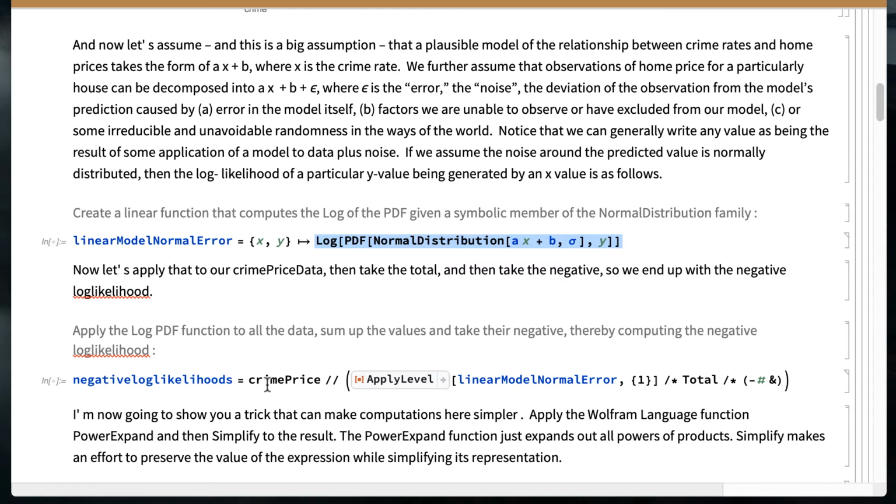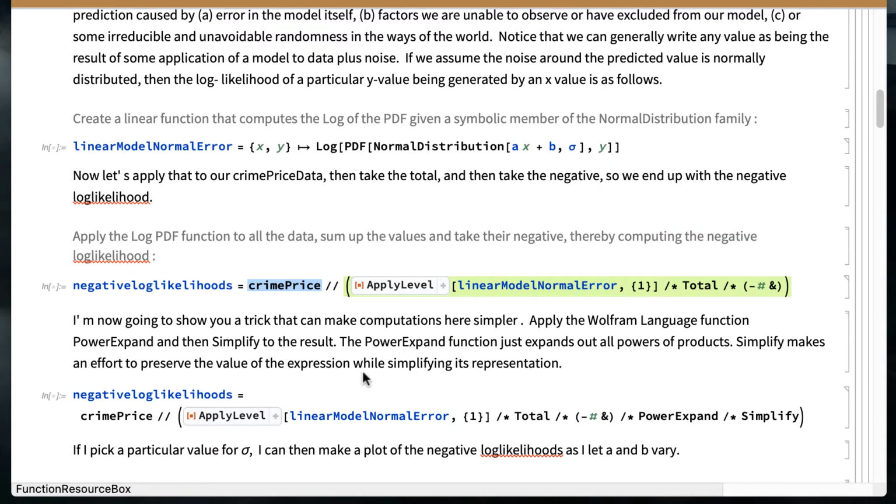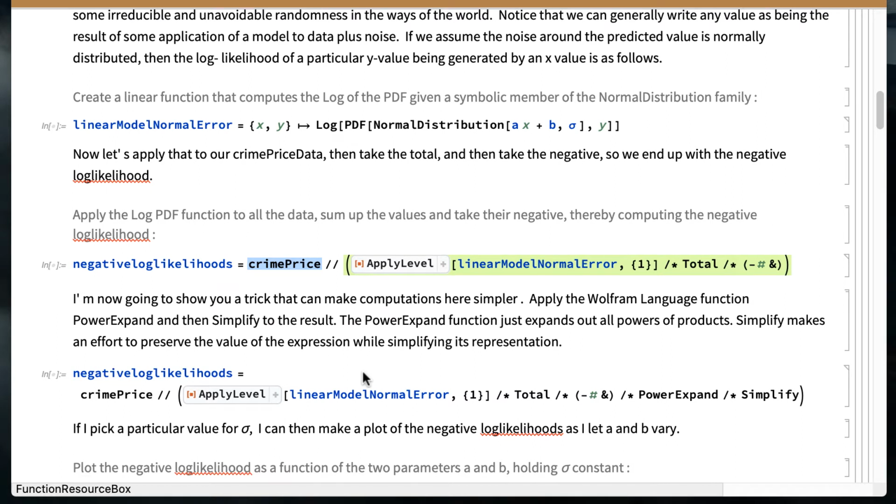Now, let's do the following. Let's take our crime data. Let's apply this function, linear model normal error, to each element of that data. Let's take all of those results and total them up, and then let's just take the negative of that total. So we're going to take our crime data and run it through this operator pipeline.